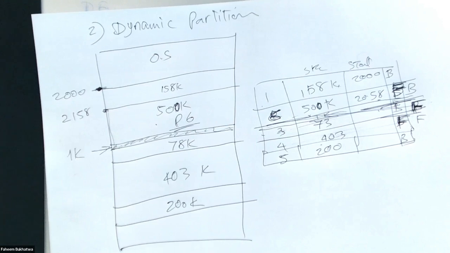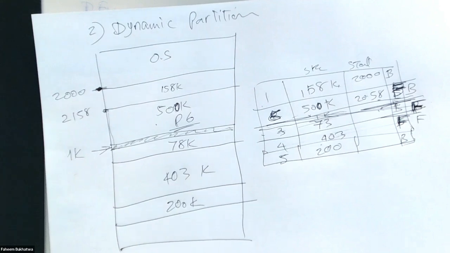So we go to that block of 100, we break off 90, and we say, there you are, that's exactly how much you need. But you left us with 10K, which is a very small space, and we call that external fragmentation. So you need to be able to explain how internal fragmentation happens, or how external fragmentation happens.